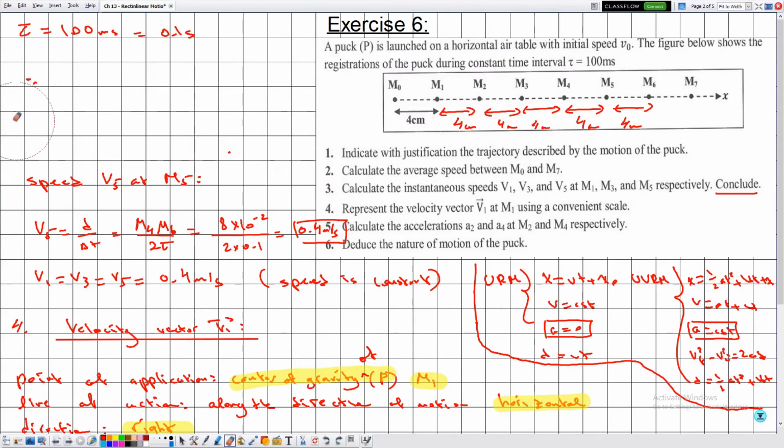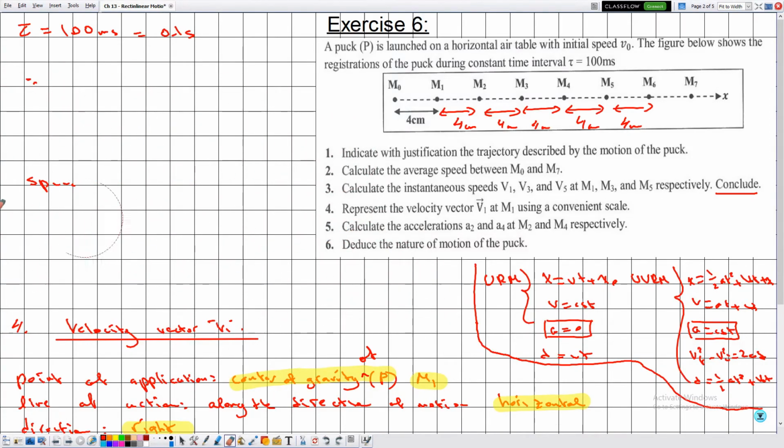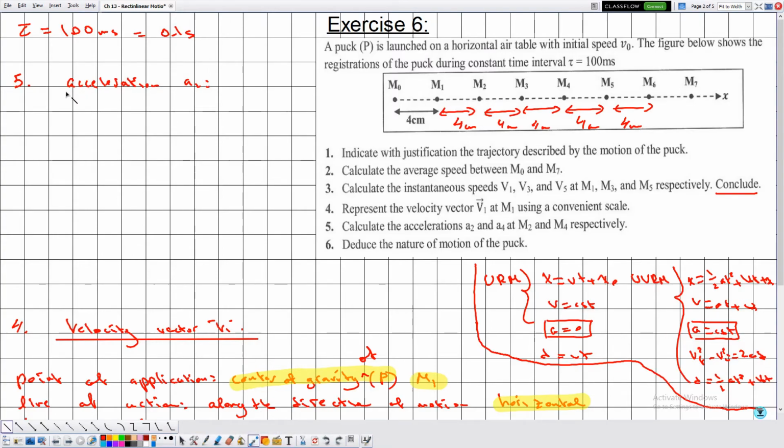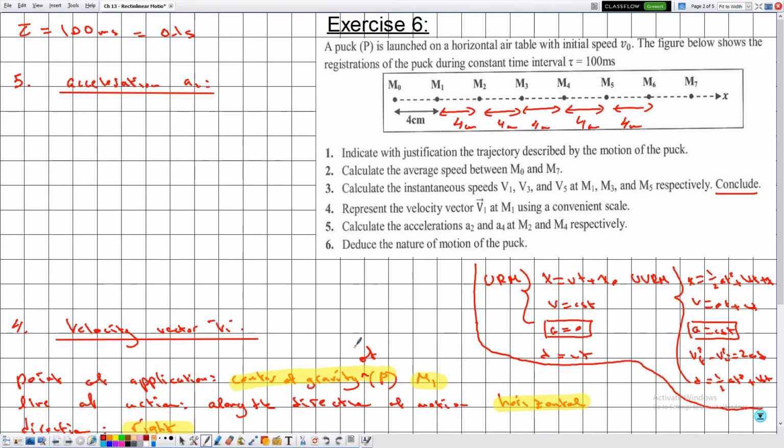So now we have reached number 5. They are telling us to calculate the accelerations A2 and A4 at M2 and M4. So let me start with the acceleration A2. Here we don't know the type of motion yet. We didn't specify the type of motion in order to use the following equations. So the acceleration A2 can be calculated using the formula of the average acceleration, which is given by delta V by delta T. Although here this is the instantaneous acceleration because it is at a specified instant, we are using the formula of the average acceleration because delta T is very small.